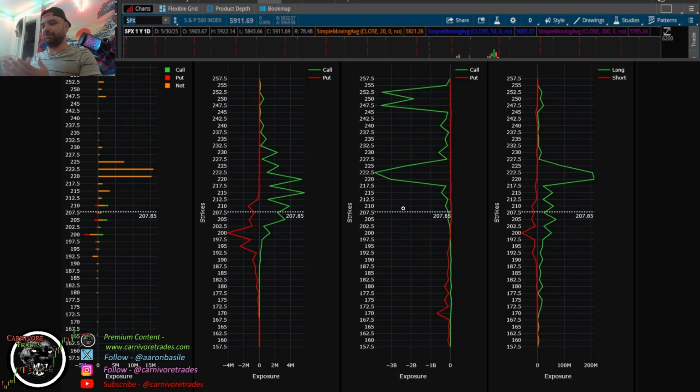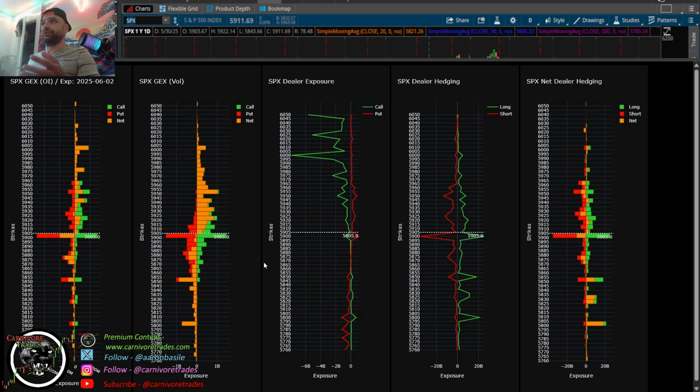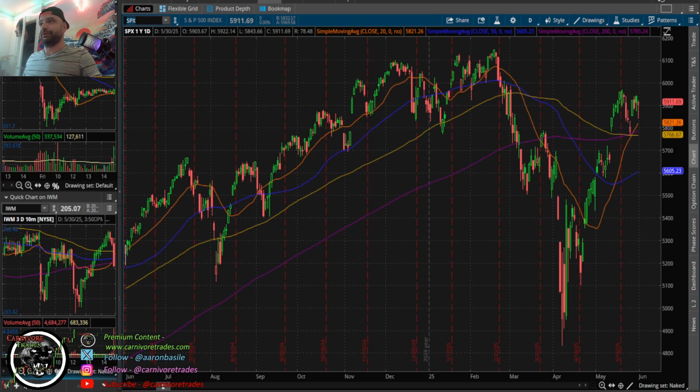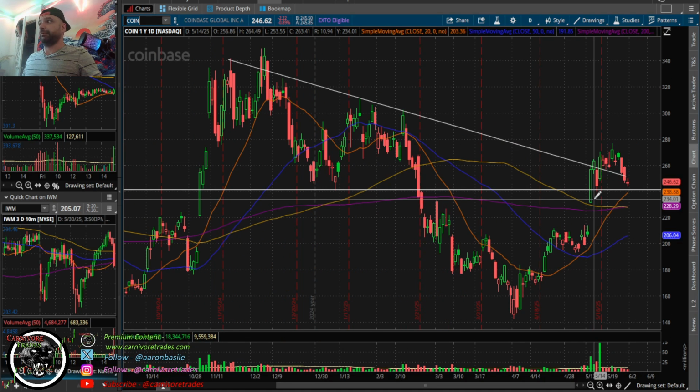Also, and this is really what we do here at Carnivore Trades, what we developed the dashboard for, is we want to see the market from the complete dealer view. So net dealer here, again, they're green, right? So they're not red, they're not equal at 220, 225, they're green, which means we can go right through that. And if we take a look at what happened on Coinbase earnings, it definitely went right through that, did it not? And it actually even held, and we gamma squeezed throughout that day.